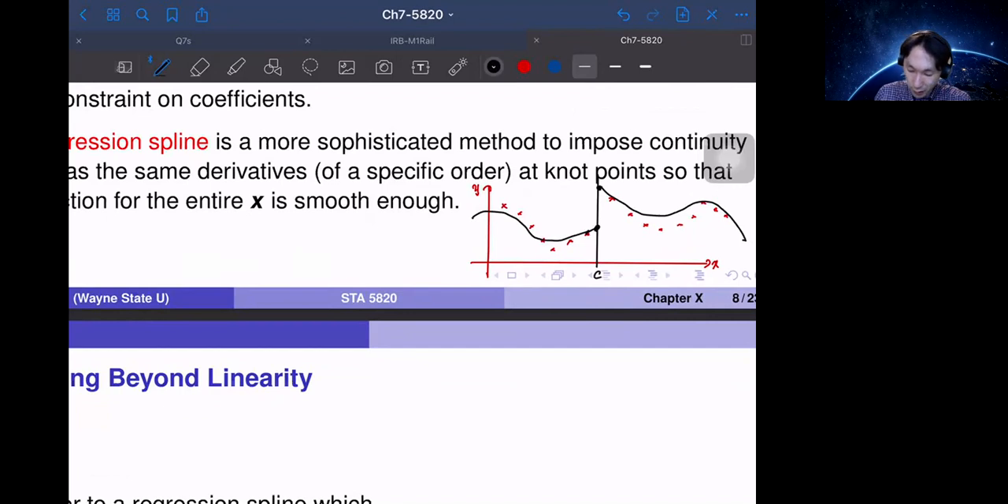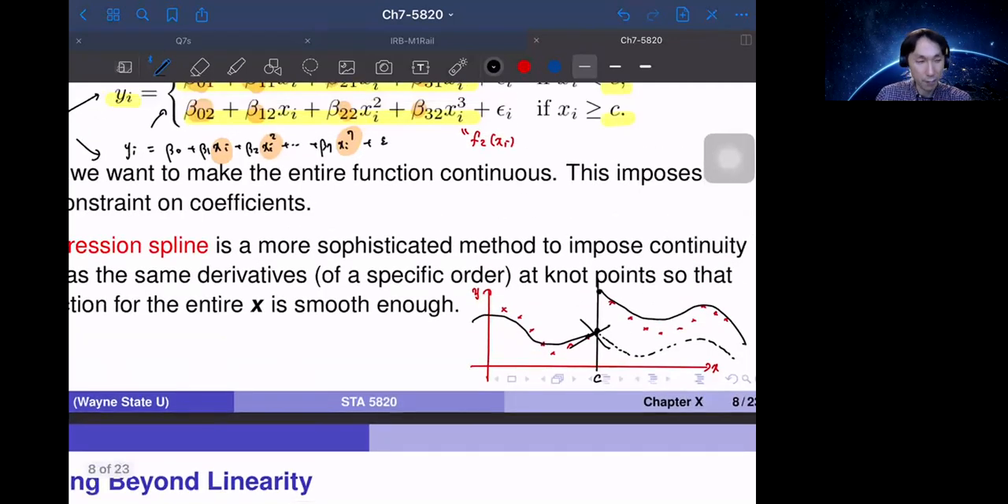And even continuous, if it's not smooth, it's very unusual. Usually, for example, if x is the time and y is the position, then the position changes smoothly. So we expect the derivative from the left at this point and the derivative from the right to be the same. So we want to impose those conditions to make a smooth curve even when we have a piecewise polynomial function. So that is the idea of regression spline.